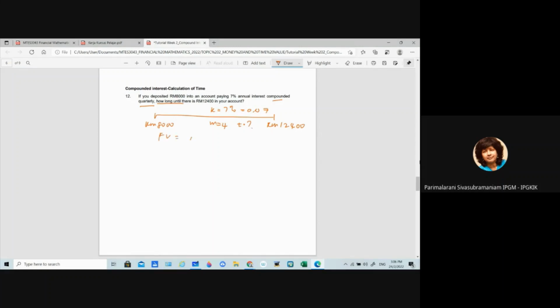So using the same formula, because you want T, you have to write this as MT. You know that the future value 12,400 equals 8,000 into 1 plus K, which is 0.07, over M, which is 4. And here, what's our N? 40. Yes, okay.